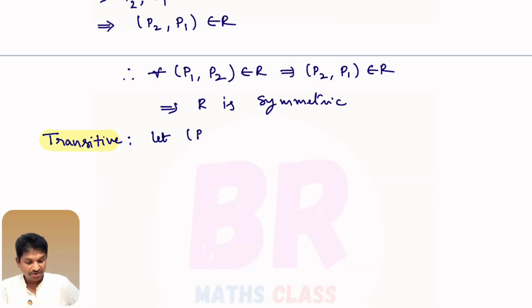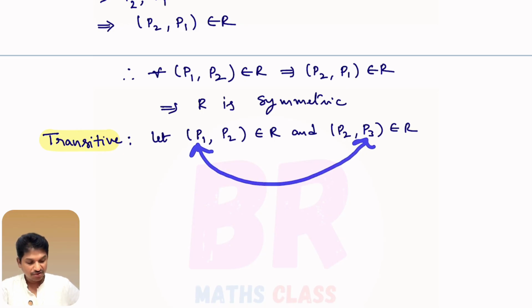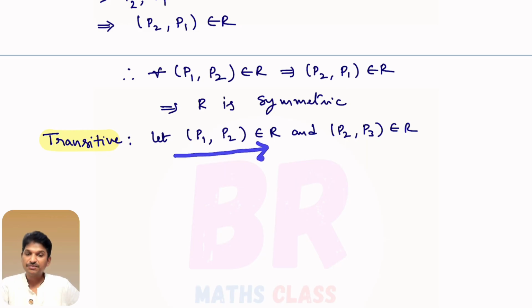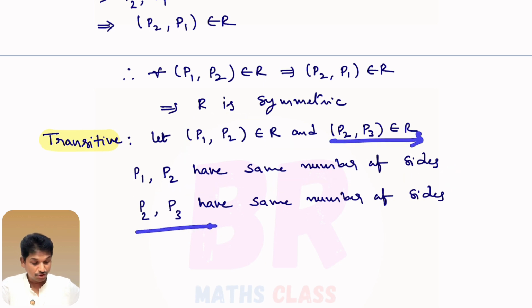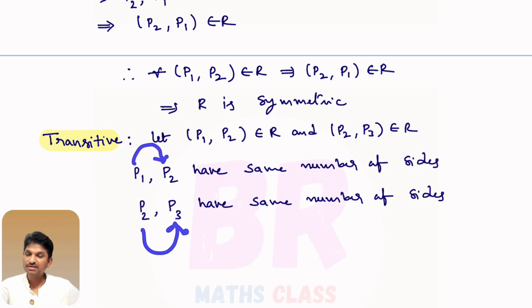Transitive relation. To prove this relation is transitive, I'll take (P1, P2) belongs to R and (P2, P3) also belongs to R. Now I need to prove that (P1, P3) belongs to R. If the ordered pair (P1, P3) belongs to R, then I can say that this relation is transitive. This tells you that P1, P2 have the same number of sides, and this tells you that P2, P3 have the same number of sides. See, polygons P1, P2 have the same number of sides. Polygons P2, P3 have the same number of sides. Can we say that P1, P3 have the same number of sides?